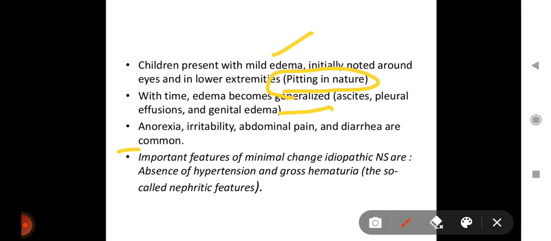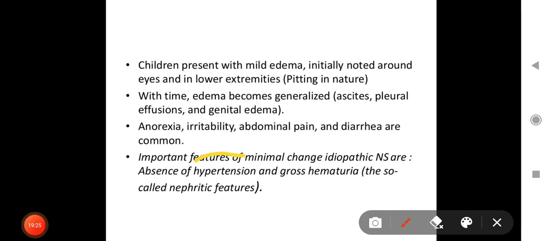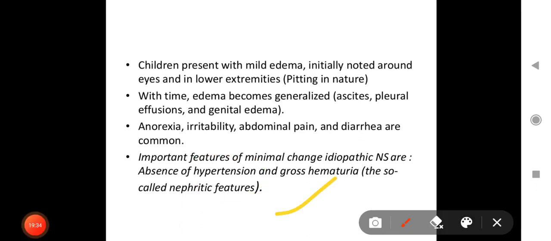Now, an important feature of minimal change disease is the absence of hypertension and gross hematuria. So these are the features which will differentiate nephrotic from nephritic syndrome. Usually in minimal change disease there is no hypertension and no gross hematuria. Even in some later stages the patient can develop hypertension, but in the initial stages of idiopathic nephrotic syndrome there is usually an absence of hypertension and no gross hematuria.